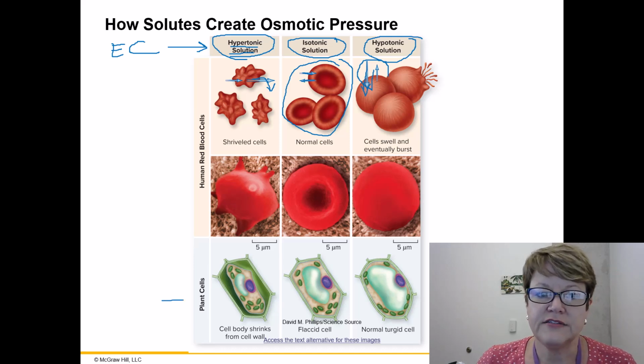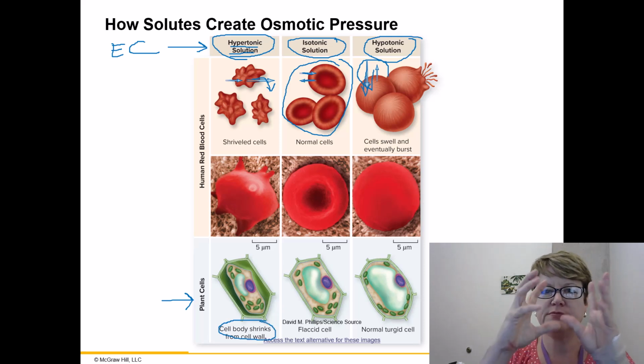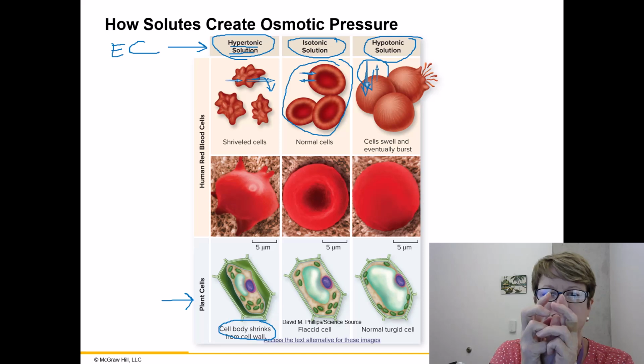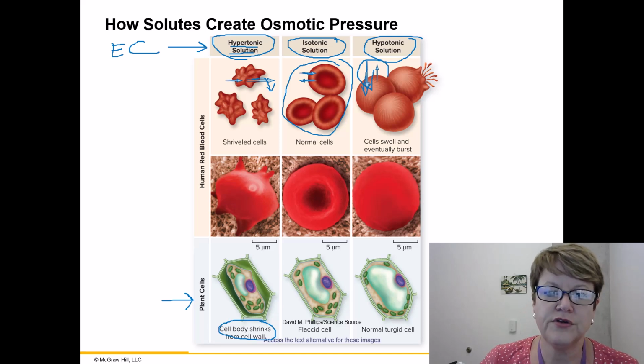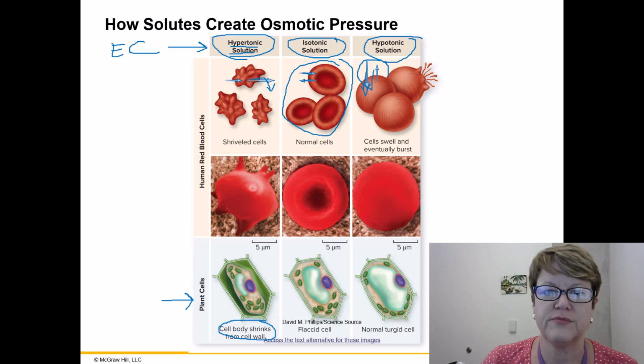However, plant cells are a little different. If you put a plant cell into a hypertonic solution, it too will shrink. It will shrivel up. The cell wall will stay in place, but the membrane, remember, is on the inside of the cell wall, and it will shrivel up. It's pretty cool. You can watch it under the microscope. You can put salt water on a plant leaf and watch it under the microscope shrivel up.